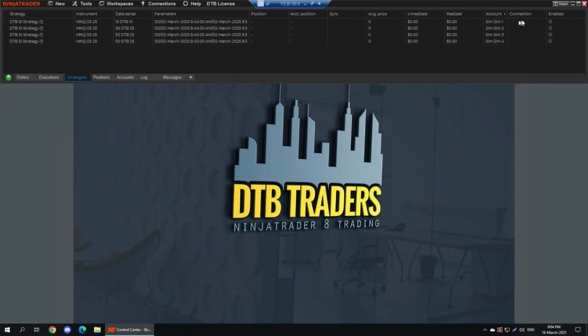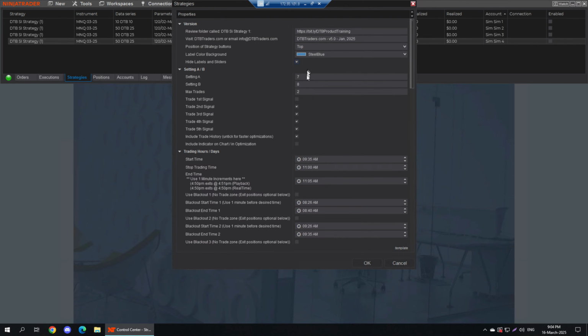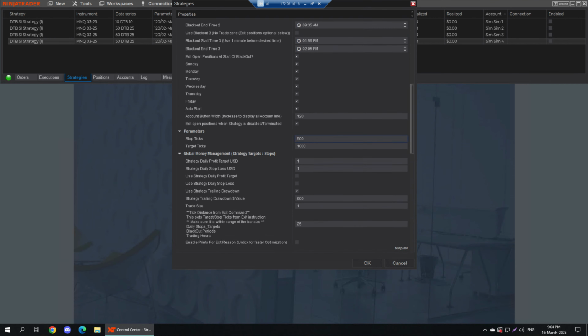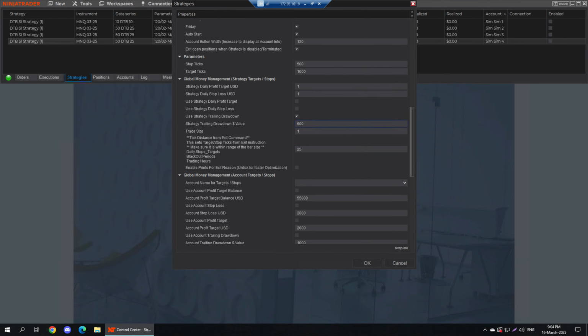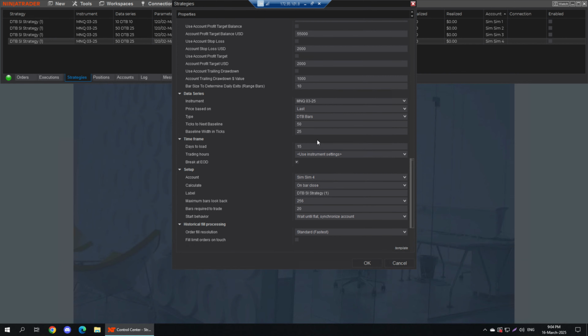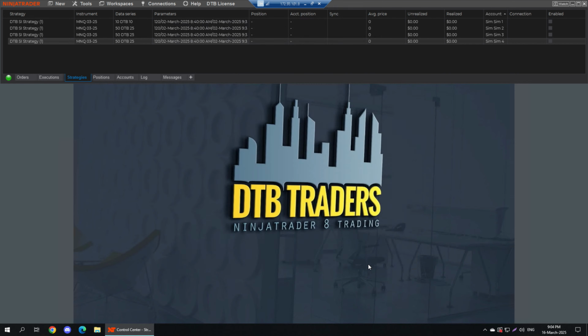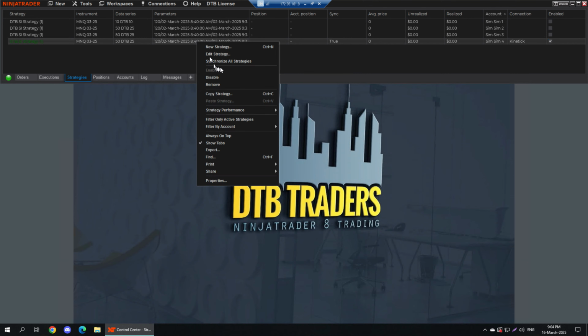Okay, so there's my strategies. I'm going to re-enable that one. I'm going to just quickly check it again, just to look at the settings. So I've got that in there. Those are the things, including trade history. I'm loading up the days. Okay. I'm going to enable it. Right click, strategy performance, real time and historical.